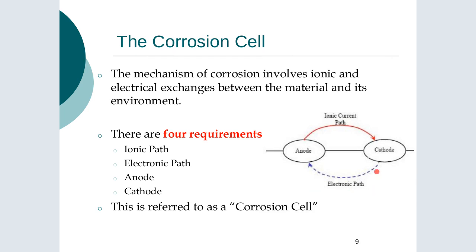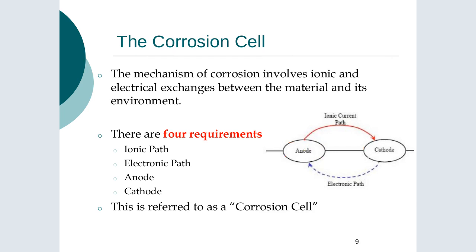Okay, so what we have is in the material, we have the anode, the cathode, and an electronic path established. And then in the environment, we have the ionic path. And this is referred to as a corrosion cell. And each of these 4 things are necessary for corrosion to occur. And if you knock out one of them, or any of them, corrosion stops. It can no longer proceed.